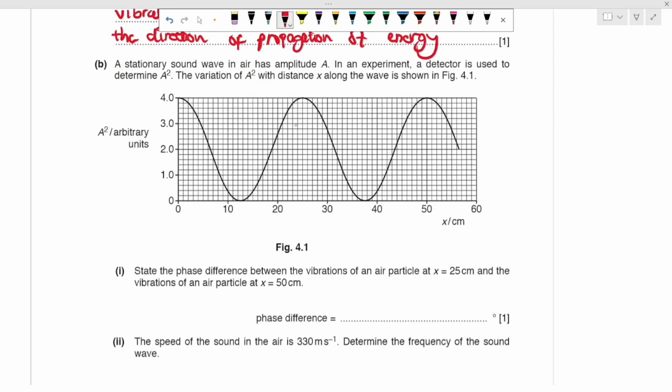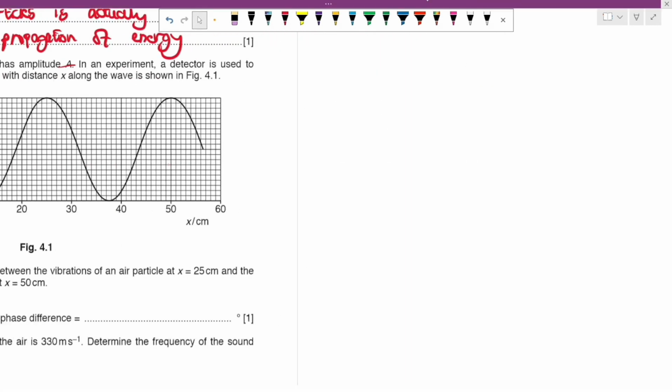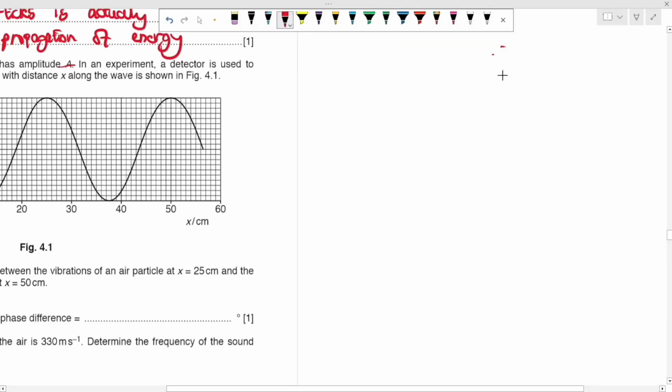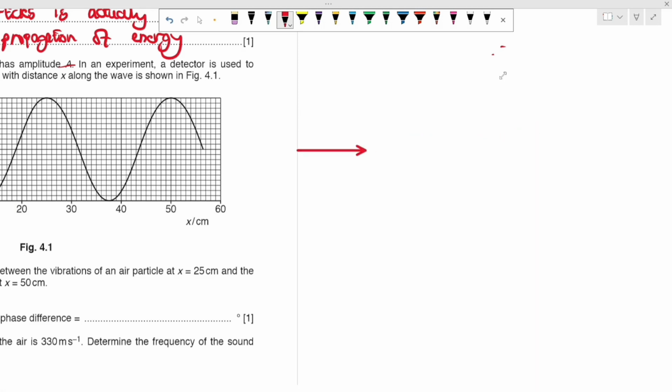B, a sound wave in air has an amplitude of A. What is amplitude? You know, before you even go into these questions, ask yourself, what do you even know about amplitude, right? Right, the more you know, the better you do, right? So if I'm going to look at this, if I have a line like so, okay, let's look at this, right?